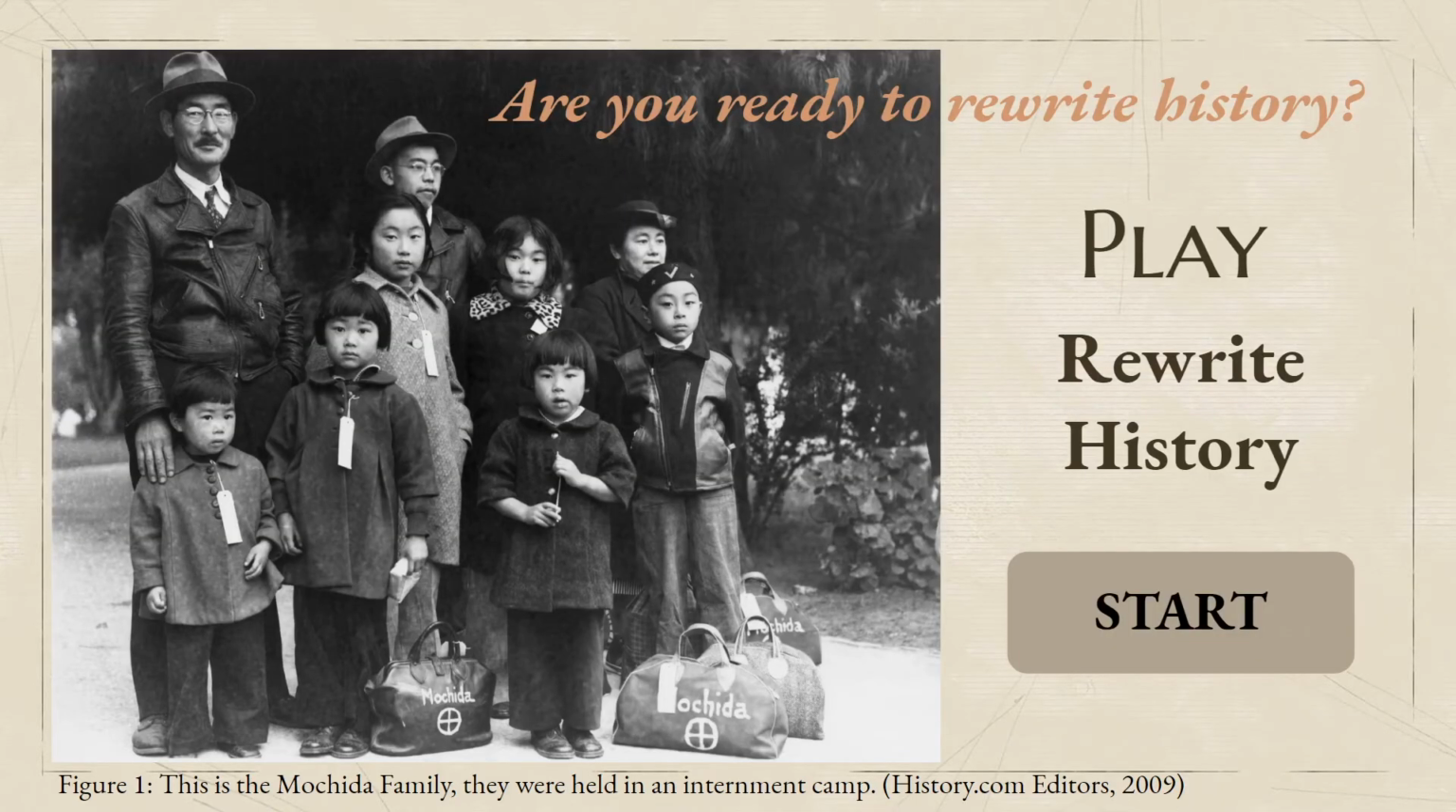Here's a prototype of what the home screen could look like. This is the Mokita family. They were held in an internment camp, and the game will feature multiple pictures, videos, and articles like this.